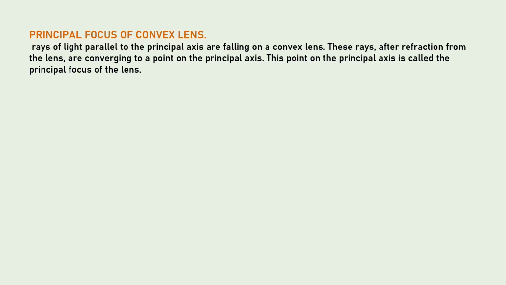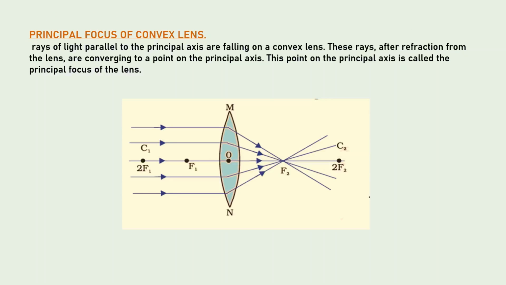Principal focus of convex lens. When parallel rays are incident on a convex lens, these parallel rays meet at a single point after refraction from the lens. This single point is called principal focus of the lens. If the rays are incident from this side, then they will meet after refraction on the other side. This is called principal focus. If the rays are incident from this side, then they will meet at point F1.